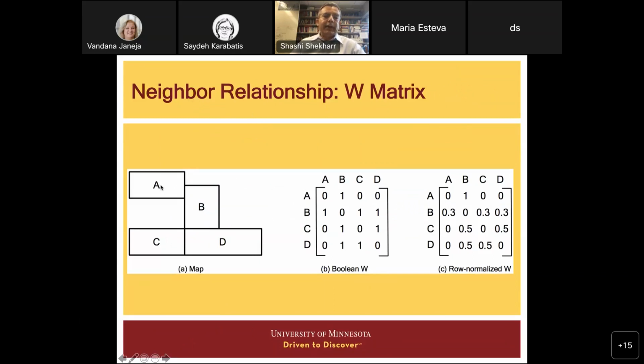So if I look at A, its only neighbor is B. So that's why you have 1 in this Boolean matrix. But B, everything else is a neighbor, so you see 3 different ones and so on. So this is your basic Boolean neighborhood matrix. And this is row normalized, and this is done to improve some of the numerical and scientific algorithms, right?